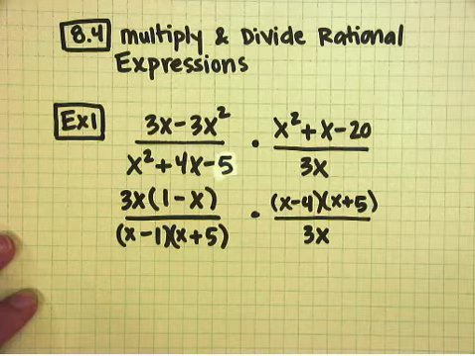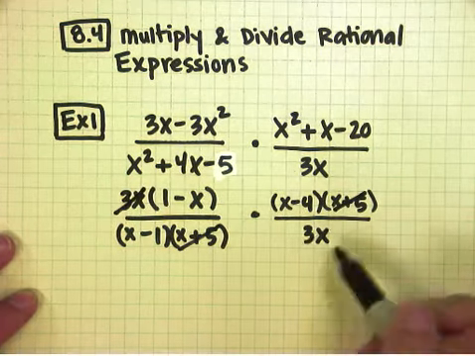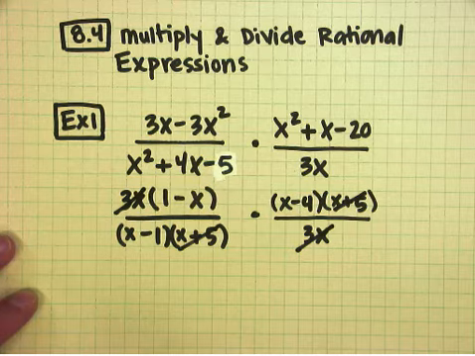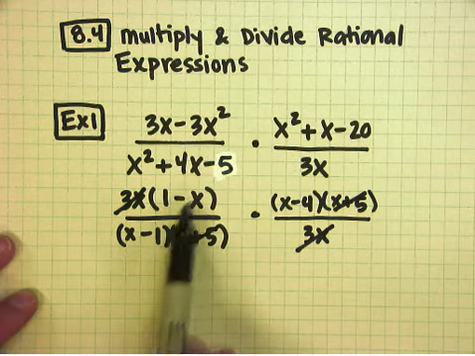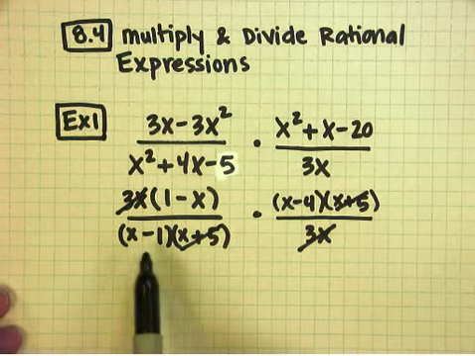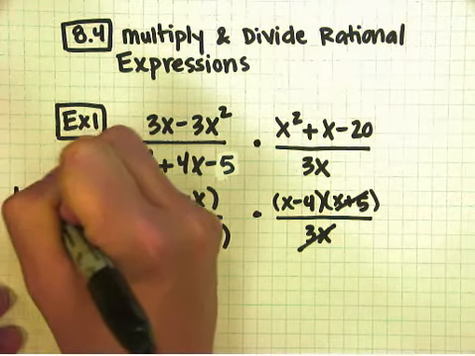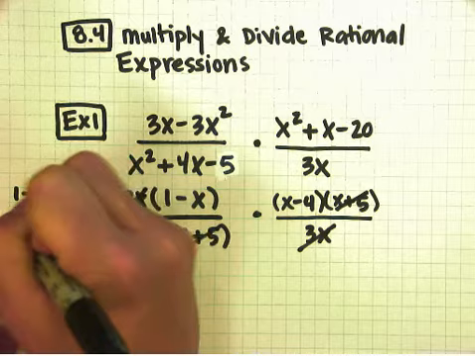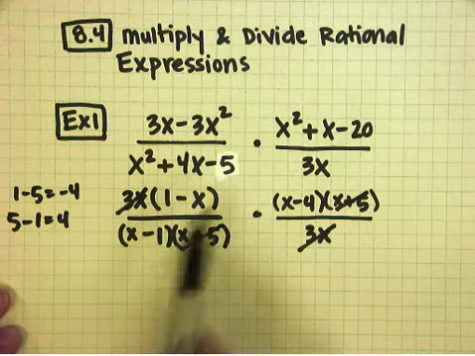Okay, so now I'm going to do some reducing. I've got x plus 5's reducing out. I've got the 3x's reducing out. And I have a 1 minus x here and an x minus 1. Now they're almost identical, but they're actually opposite. Notice if I did, for instance, 1 minus 5, I would get negative 4, and 5 minus 1 is positive 4. So these two things are the same, but opposite.